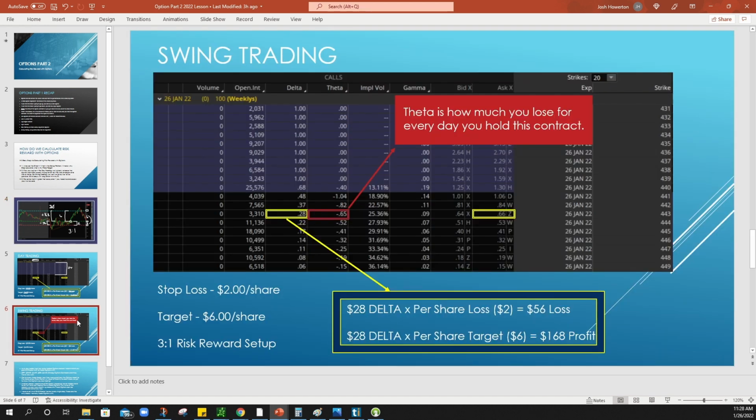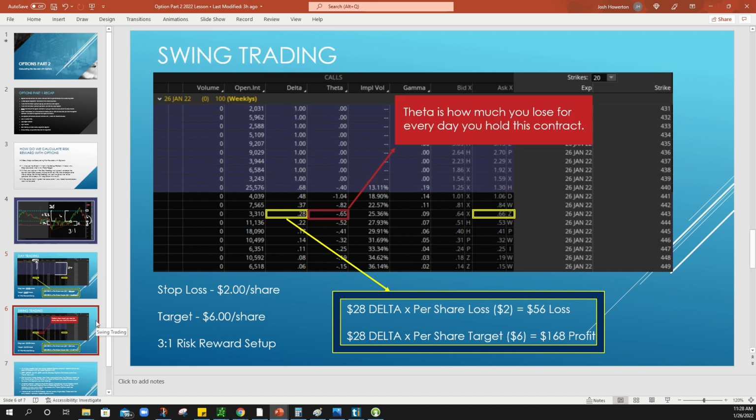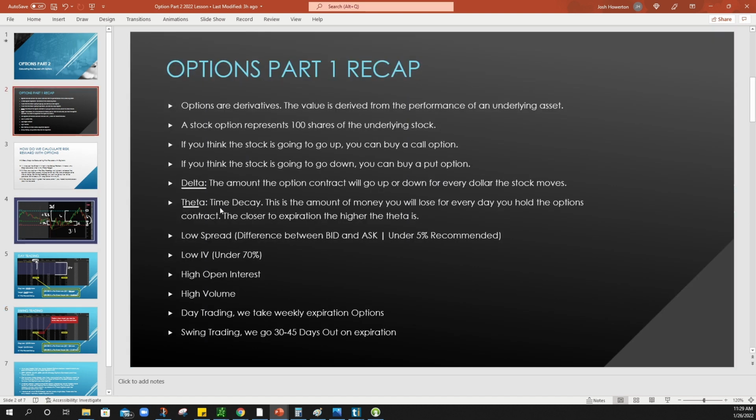All right, now let's talk about swing trading. Swing trading is the same thing we just talked about. In the money, at the money, out of the money, honestly does not matter right now. Focus on the basics. Simplify the process. What matters? Delta. But when we swing trade, we're holding the contract overnight for an extra day, 2 days, 3 days. Remember, theta is time decay. This is the amount of money you will lose for every day you hold the options contract.